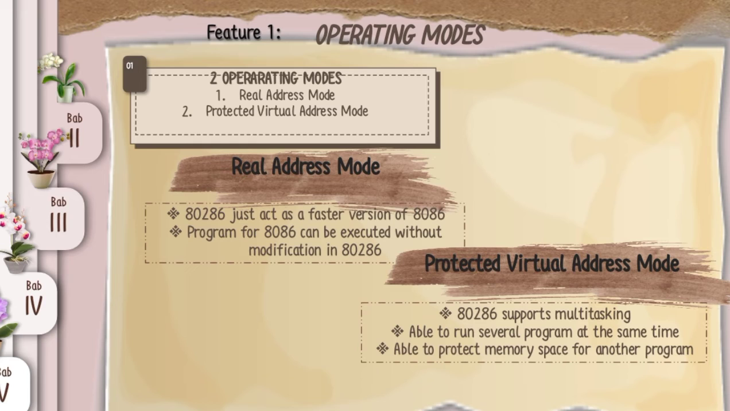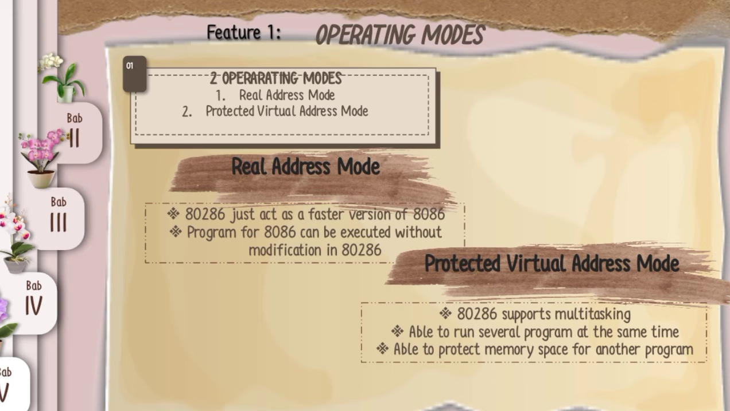So we have here two operating modes. The first one is the real address mode and the second is the protected virtual address mode. Real address mode: the 80286 just acts as a faster version of the 8086, up to 6 times faster. Programs for the 8086 can be executed without modification in the 80286. All memory management and protection mechanisms are disabled. The 286 is object code compatible with the 8086.